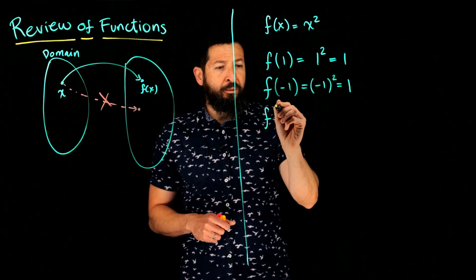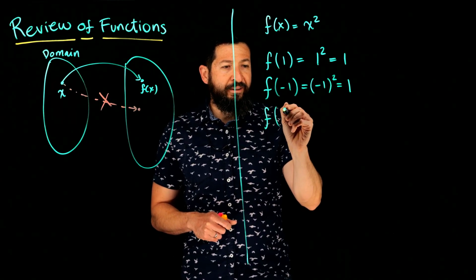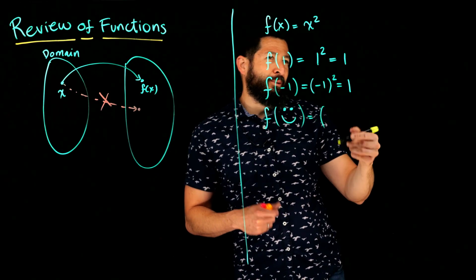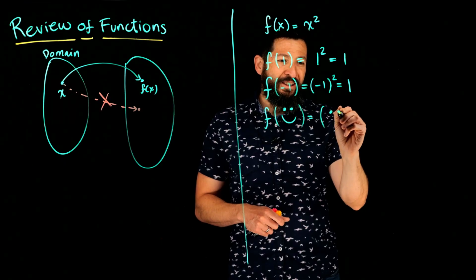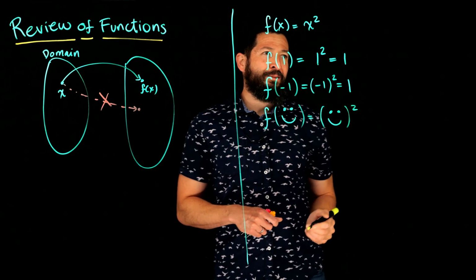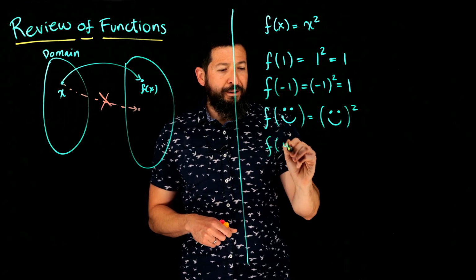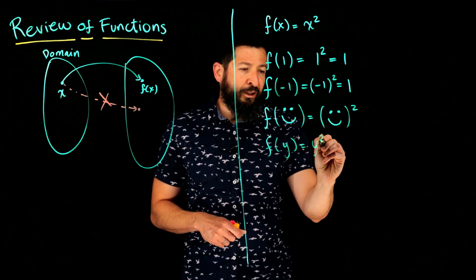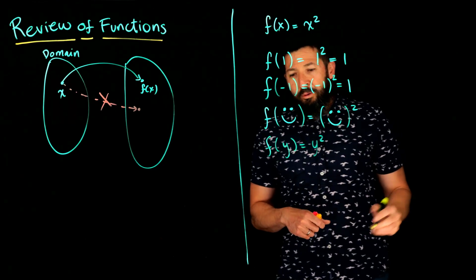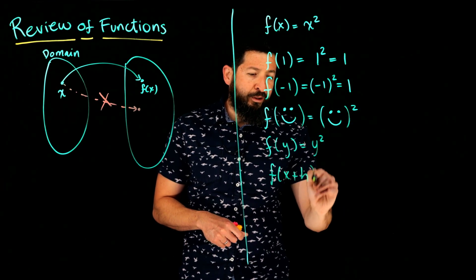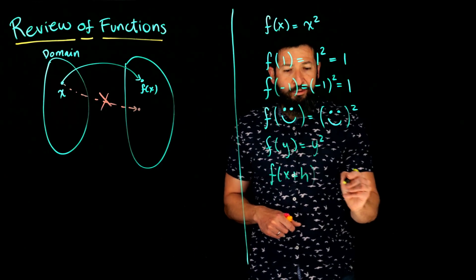So I always like to joke and say, well, what if I feed it a smiley face? Well, whatever you feed it would have to be in the domain, but just for the sake of argument, you would have to square your smiley face. Doesn't matter what you're feeding it. You could feed a y, and that's going to just do y squared. Now, more importantly, however, is the fact that we can feed expressions of this form, and that's going to be useful for us.